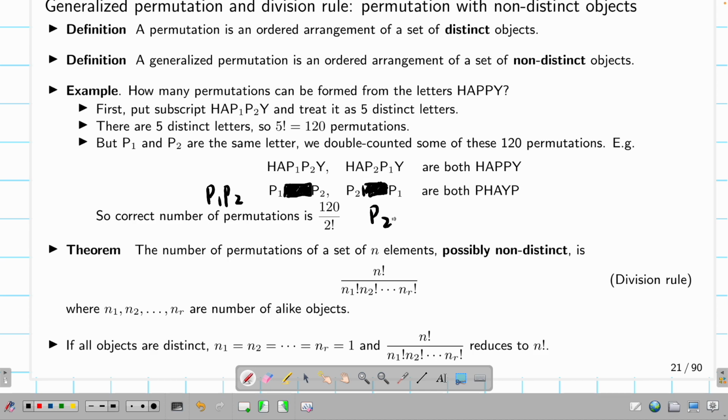I have P2, P1. So P1, P2 and P2, P1 are the same, as in how many permutations I have for the 2P. Okay? So this is a formula. So what is this? 120 is 5 factorial. 2 factorial is in the denominator.